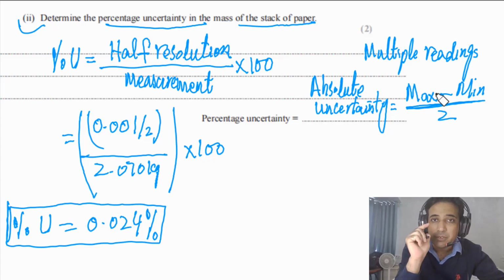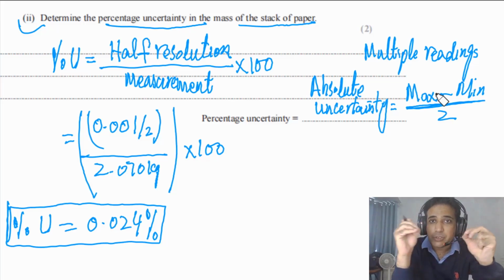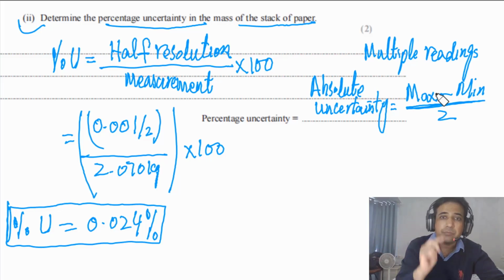But if some data is anomalous, an outlier, meaning one or two readings are totally different from the others, you can simply ignore them and then find the range of the remaining measurements. This is also a very important point. And so we can find the absolute uncertainty.